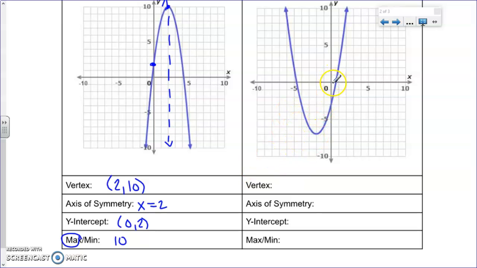All right, now let's look at this vertex. It's at (-2, -7). The axis of symmetry would go through at x equals -2. And the y-intercept would be at -3, so (0, -3). This is a minimum, and the minimum is -7. All right, so you're going to do your IXLs, and then we'll talk more later.